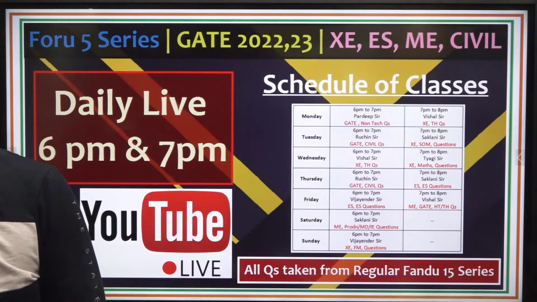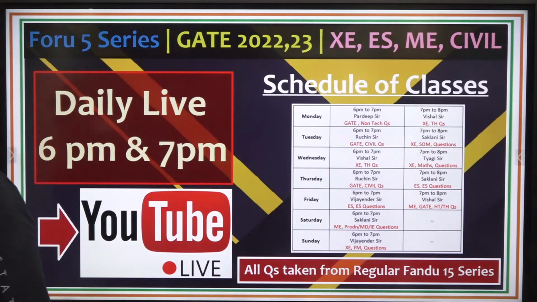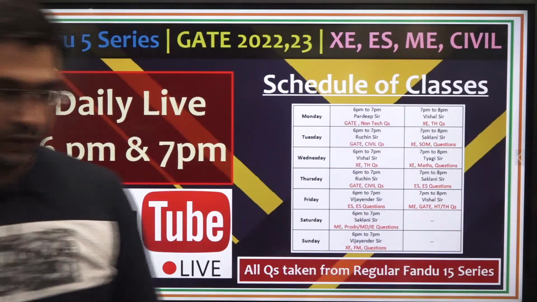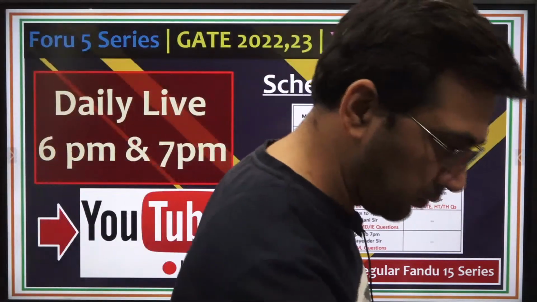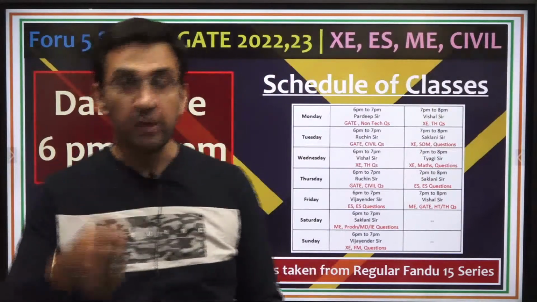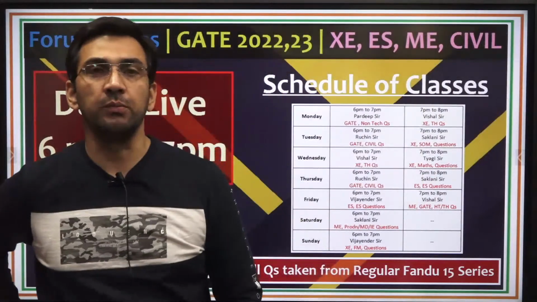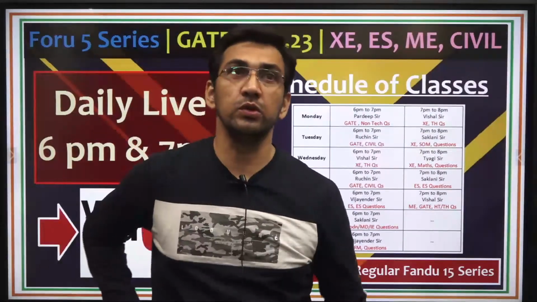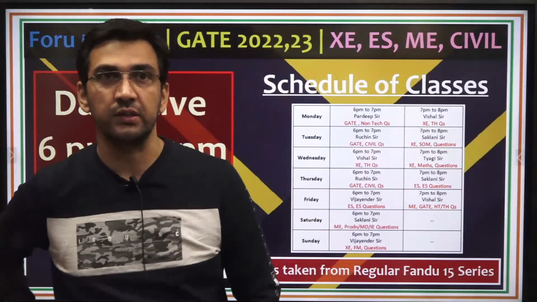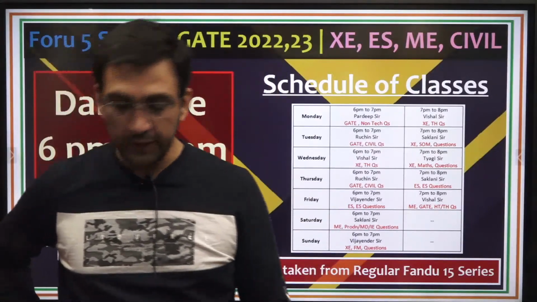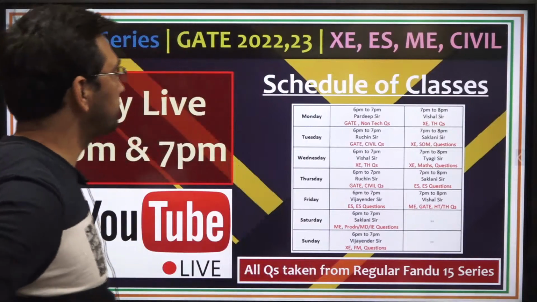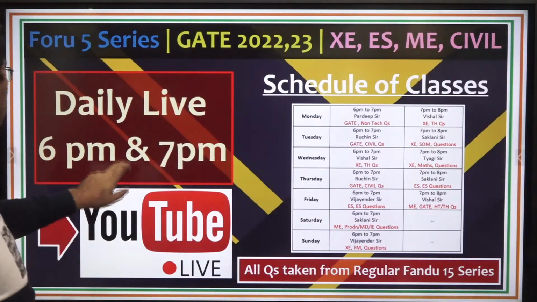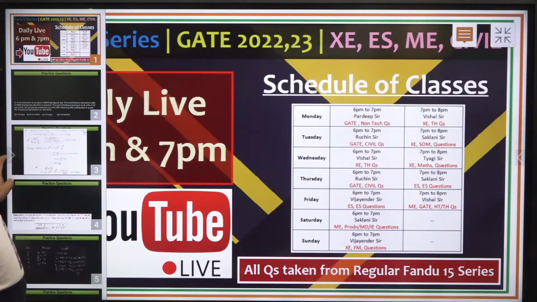Okay. So as you know, this is a part of the Foru 5 series, and today I'm going to discuss some of the questions from the mechanical engineering portion, specifically from the industrial engineering section. Let's go ahead and discuss some of those questions which are going to be quite important from the exam point of view, particularly the concept part.